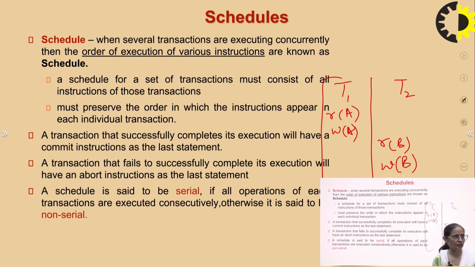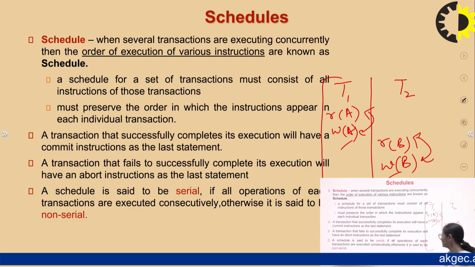So what is in a schedule? We have a set of transactions, and the schedule must consist of all the instructions of those transactions, and must preserve the order in which the instructions appear in each individual transaction. That is, I cannot swap these 2 orders. A transaction that successfully completes its execution will have a commit instruction as the last statement. A transaction that fails to complete its execution must be aborted.